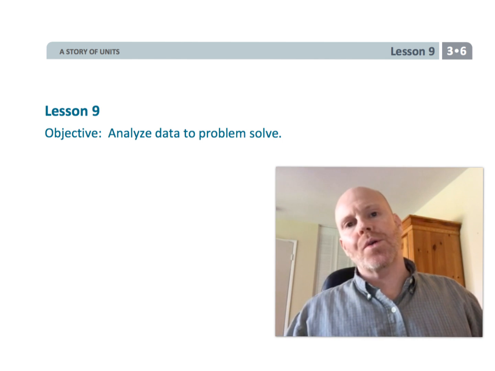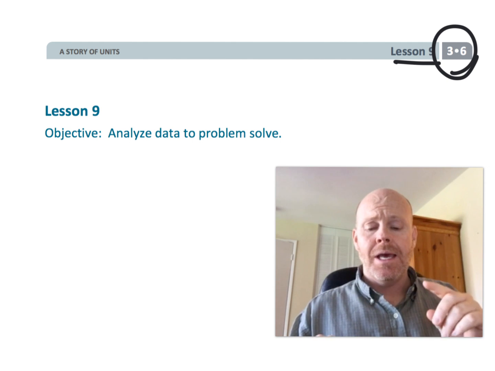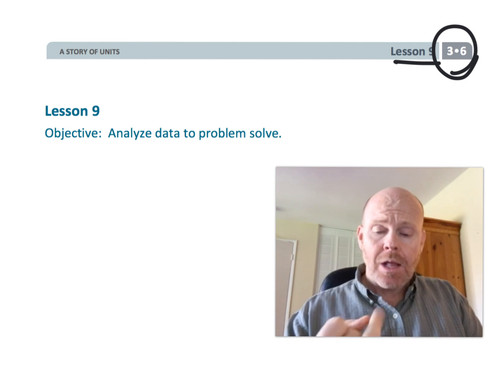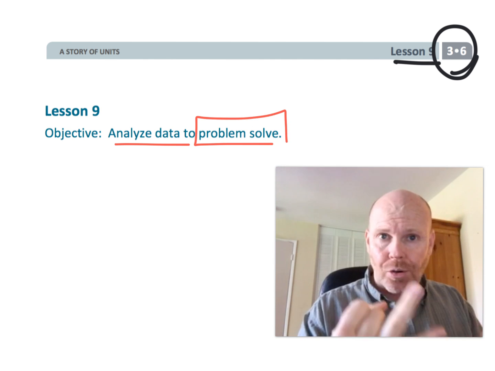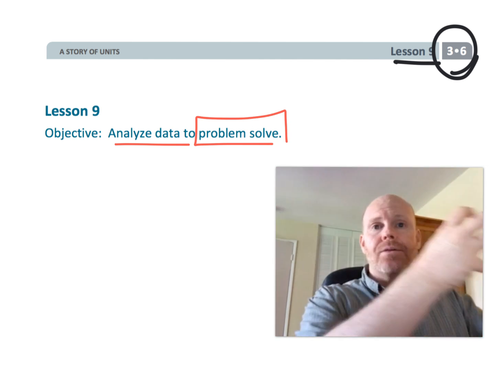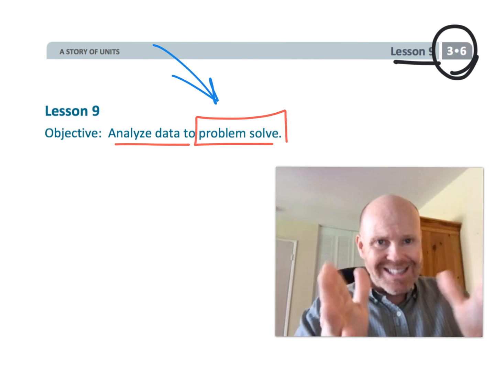Right, this is third grade, Module 6, Lesson 9, and in this lesson, students are going to be given some data. They're going to make a table. They're actually going to make a pictograph from that, a picture graph. And then using either the table or the picture graph, students are going to answer some questions. So let's get started.